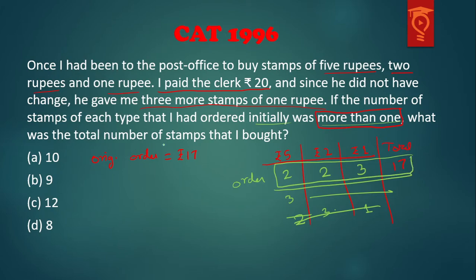What was the total number of stamps that I bought is asked. So 2 plus 2 plus 3 was what he had ordered, that is 7 ordered, then 3 was given against the change. So 10 stamps were bought finally. Answer is option A. So I hope this is understandable.